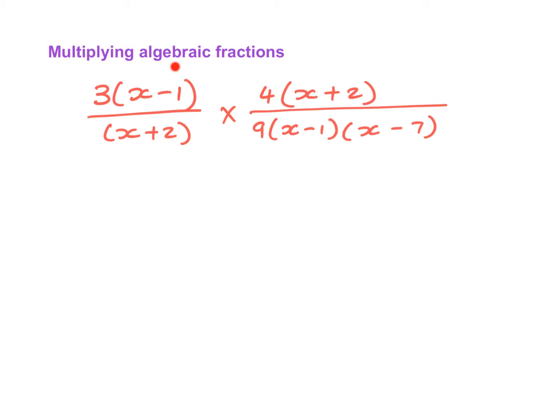Let's have a crack at multiplying algebraic fractions. We have one fraction over here and another fraction over here, and we're going to multiply the two together. We know that with multiplication we can simplify across the multiplication sign. Is there something on this side and this side that we can simplify? I've identified that x plus 2 and x plus 2 can be cancelled because they are across the multiplication sign, and also x minus 1 and x minus 1 can be cancelled. I can also identify that 3 and 9 can be simplified. So let's go ahead and do all of that.